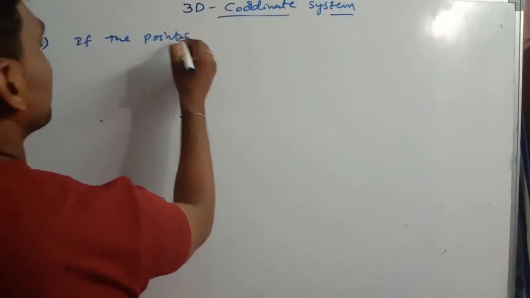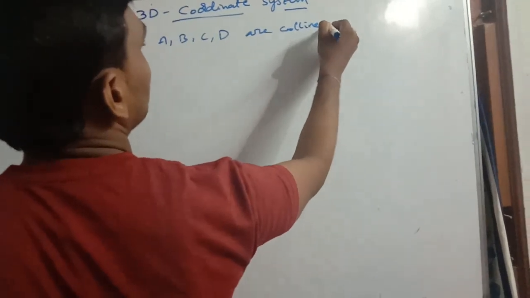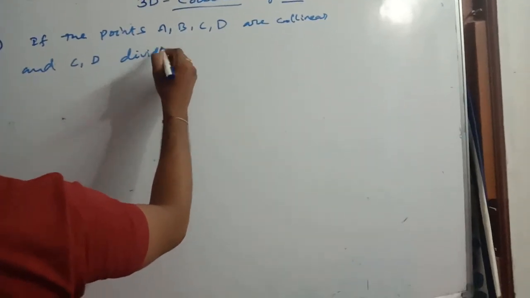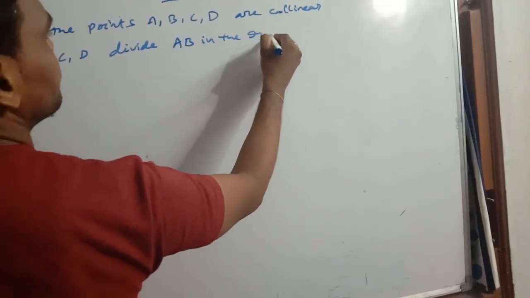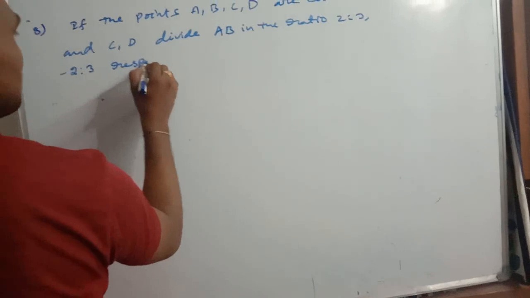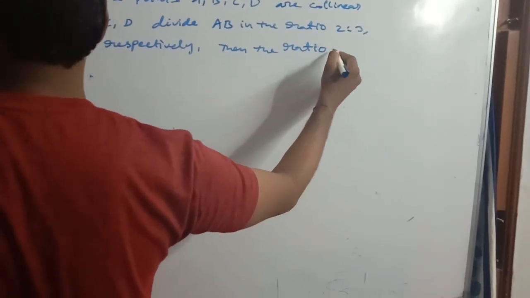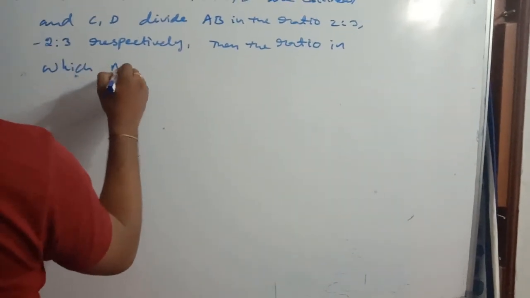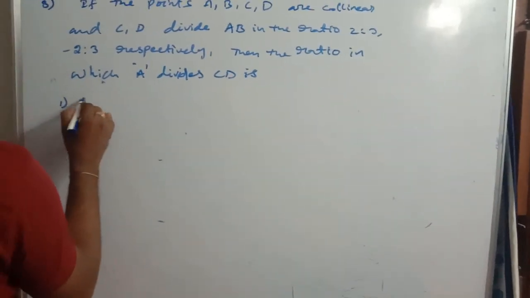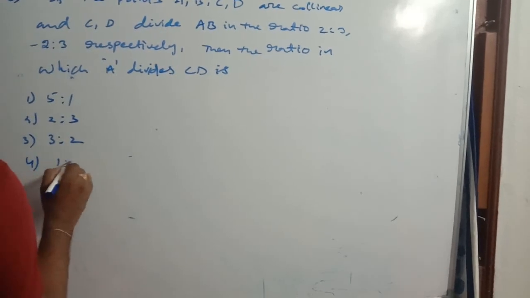Points A, B, C, D are collinear and C, D divide AB in the ratio 2:3, -2:3 respectively, and then the ratio in which A divides CD is... now here the first option is ratio 5:1, the second option is 2:3, the third option is 3:2, and the fourth option is 1:5.